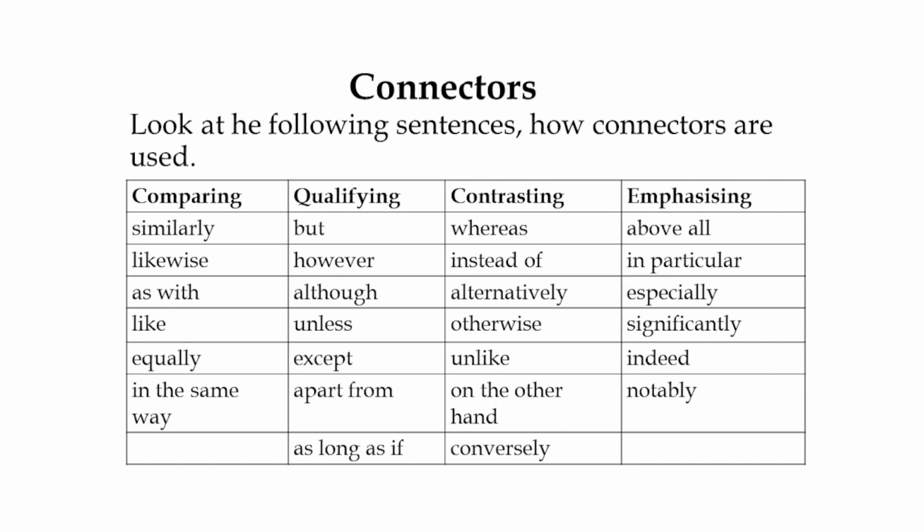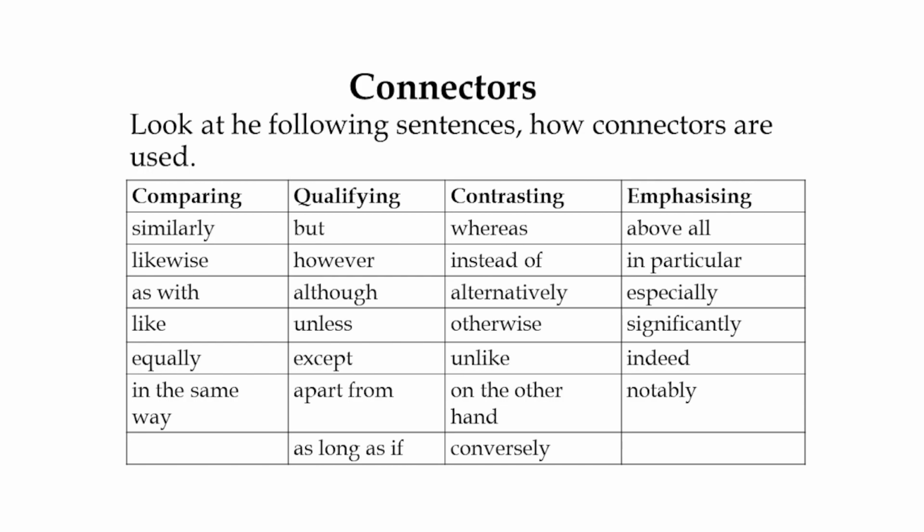What is contrast? Two different things are contrasted. The connectors are whereas, instead of, alternatively, otherwise, unlike, on the other hand, conversely. These are examples of contrasting connectors. We make use of them in a clause and in sentences when we want to contrast a few things.